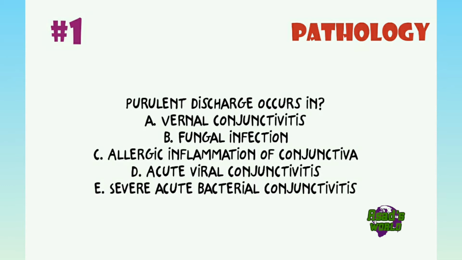Now, moving on to the option E, which is your severe acute bacterial conjunctivitis. This conjunctivitis is caused by your gonococci, and here purulent discharge occurs. So the correct option is your option number E.